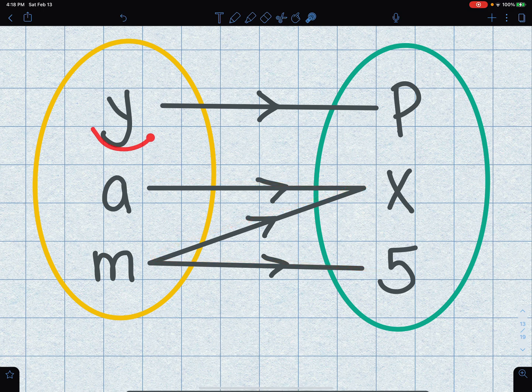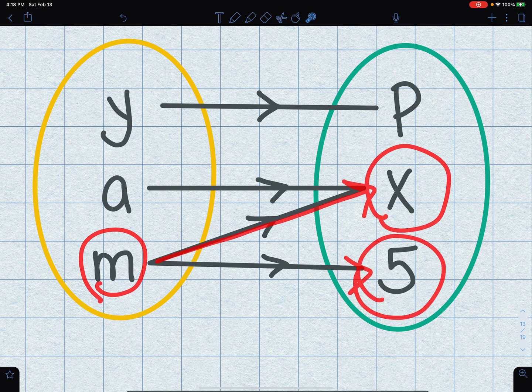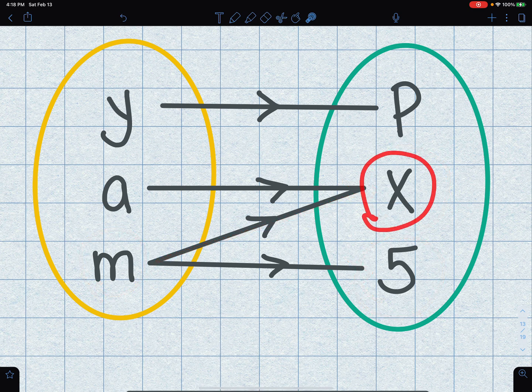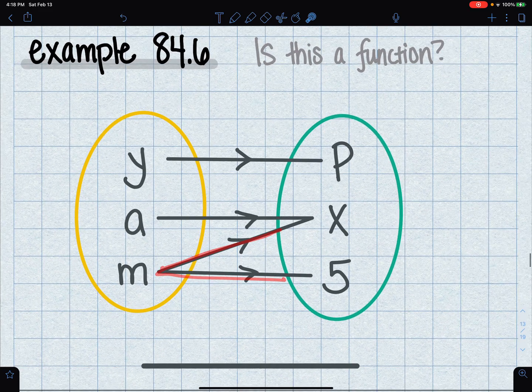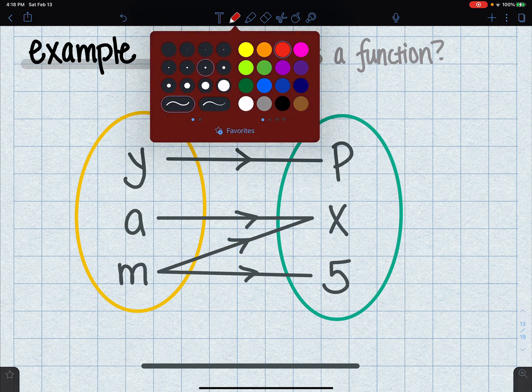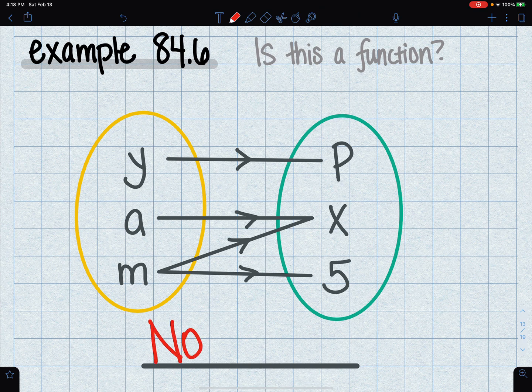It's basically saying if you put in a y, you get a p. I'm okay with that one. So far, we're a function. If I put in an a, then I get an x. That's fine. I'm okay with that. If I put in an m, I get either an x or a 5. No, I'm not okay with that. I don't want the machine picking for me. I want to pick. So this part is the thing that says, nope, I do not want to buy from that vending machine. It's not a function.